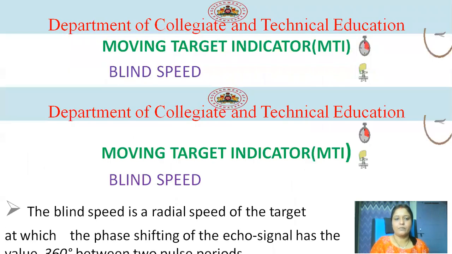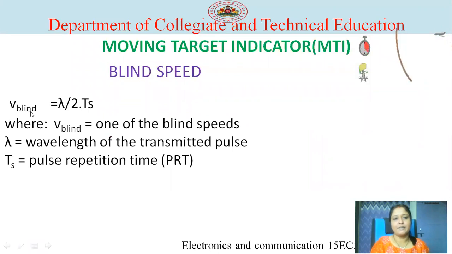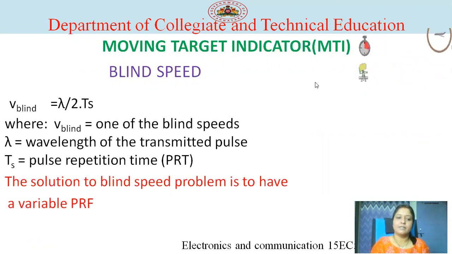Now, what is the blind speed equation? It is V blind equals lambda divided by 2 TS, where V blind is one of the blind speeds, lambda is the wavelength of the transmitted pulse, and TS is the pulse repetition time. Now, how do we overcome this blind speed problem? The solution for the blind speed problem is to have a variable PRF. If we have a variable PRF, then we can overcome the blind speed.